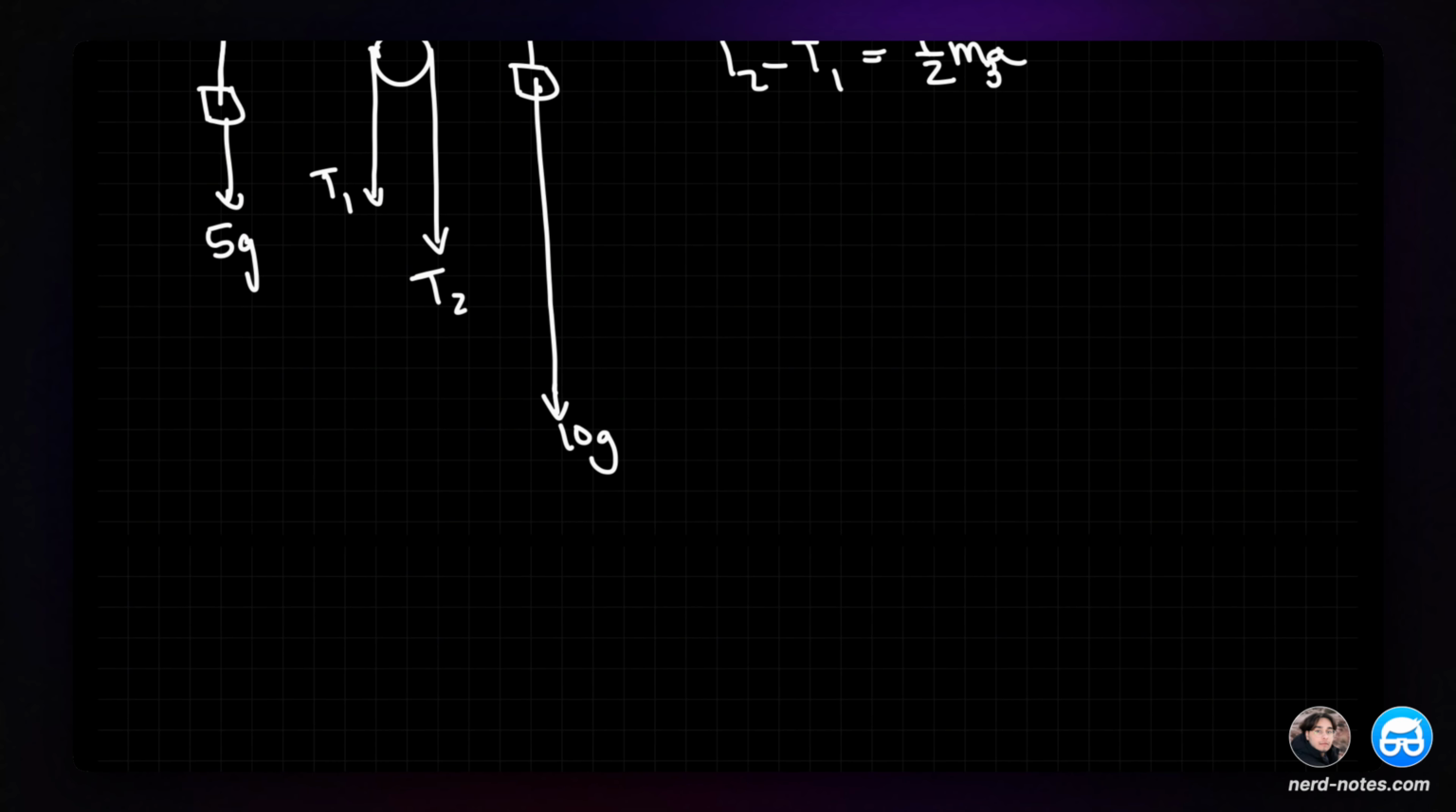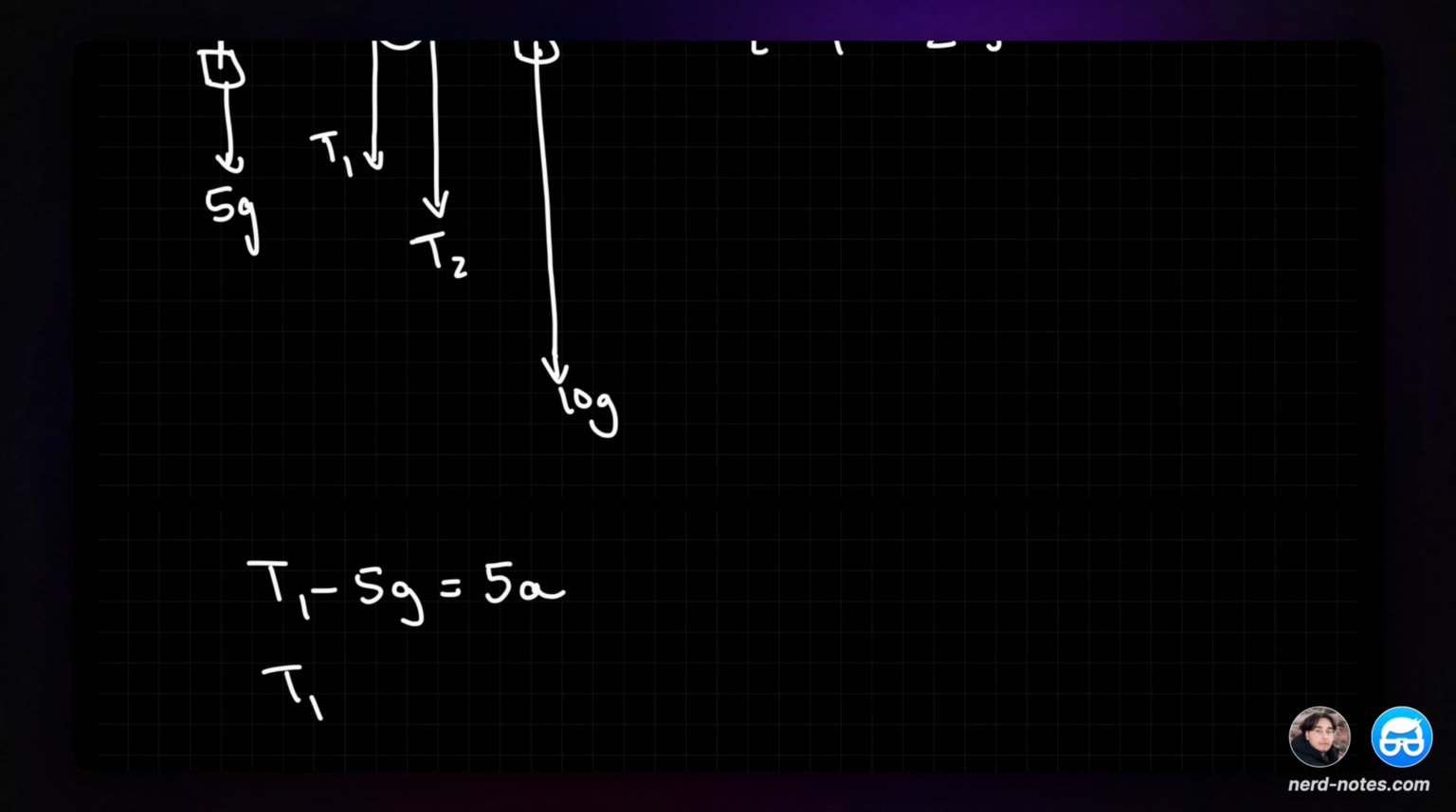So the formula for the block on the left is going to be T1 minus 5g is equal to mass times acceleration, and the mass is 5. So we can put 5 times acceleration, and then I can solve for T1. I can say T1 is equal to 5g plus 5a. Ideally, I should have probably left these in terms of a variable, like m1 or m2, but I already have the number in there, so it's totally fine.